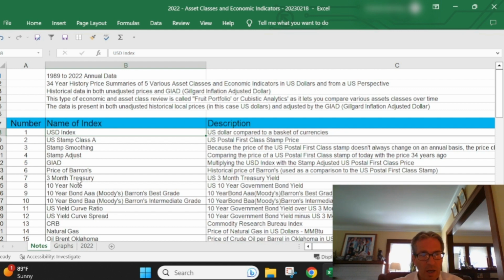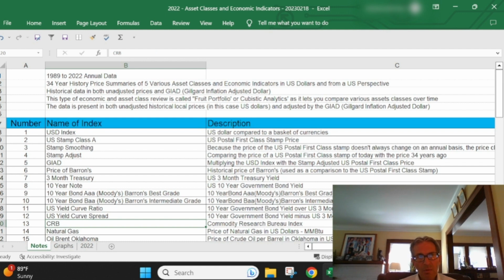I also look at the price of Barron's, the yield of the 3-month Treasury bill, the 10-year note, and basically AAA bonds. It used to be Moody's, now I think it's Barron's that I get it from. Barron's intermediate grade, the yield curve ratio, the yield spread, and the Commodity Research Bureau Index.